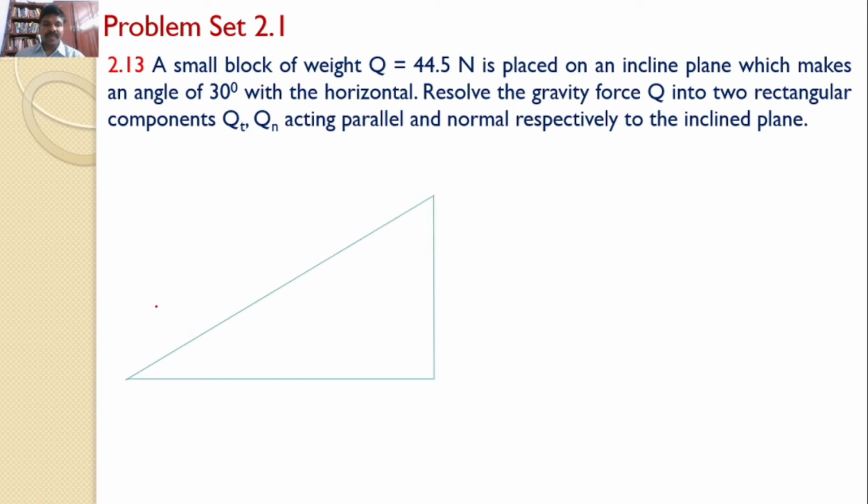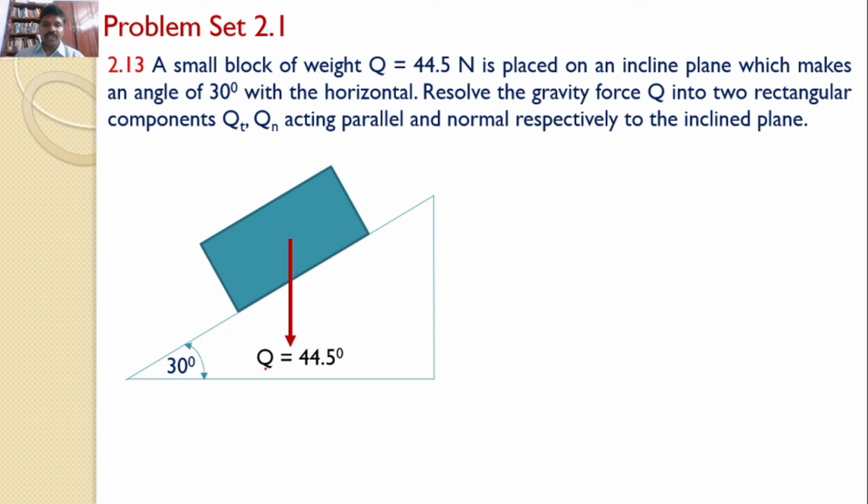That means there is an inclined plane of 30 degrees angle. A block of weight Q is placed on this inclined plane and the weight Q is 44.5 newtons. Our aim is to resolve this force into two components. One is along this line and the other perpendicular to this line.